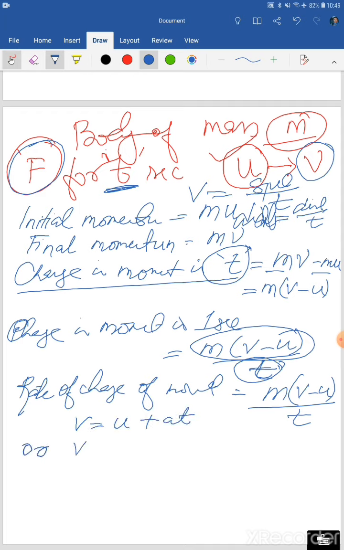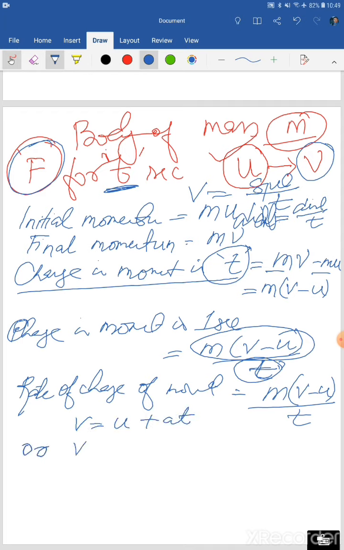Now I will tell you one more thing here. In the first law of motion of Newton, we just learned about the qualitative nature of force.